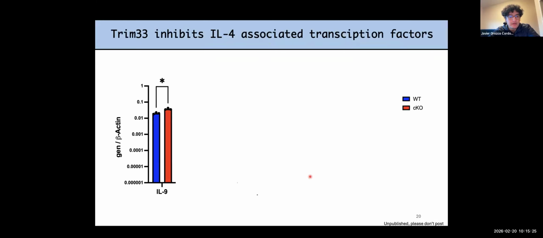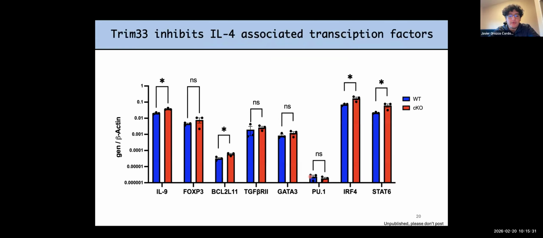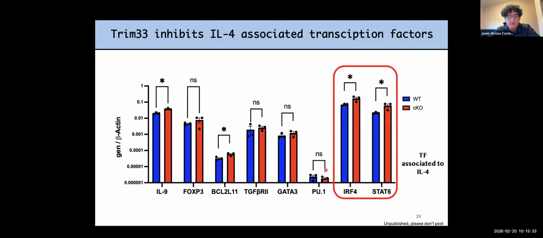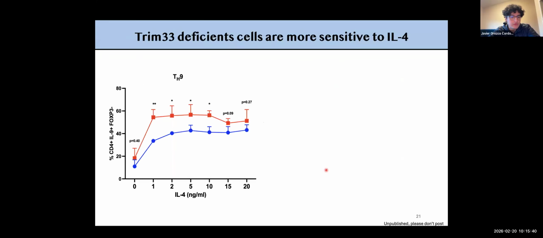So we did a qPCR to see if there were any transcription factors modifying these cells. And what we found is that they have more IL-4 and STAT6, both transcription factors associated to IL-4. So when we tested this cytokine in culture, we found that when we do not add IL-4 to the media, there's no difference between the wild type and the knockouts.